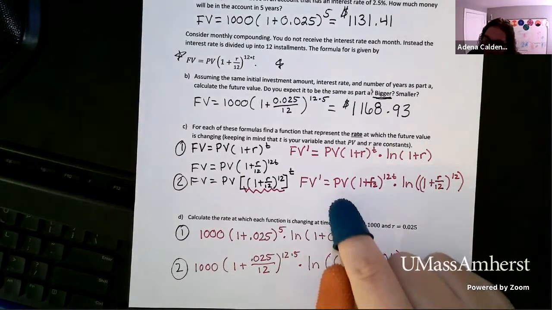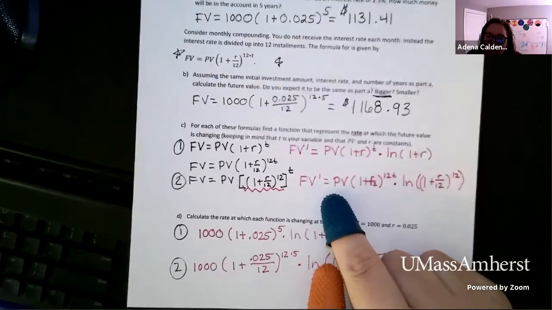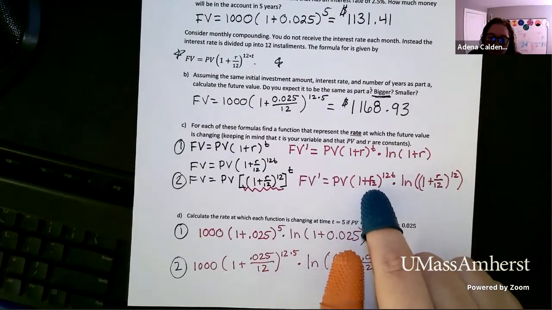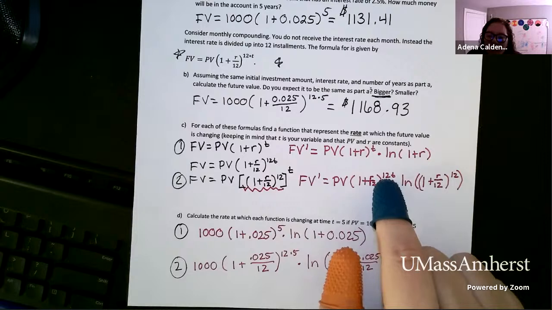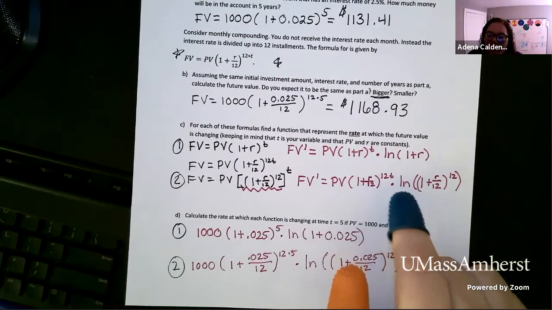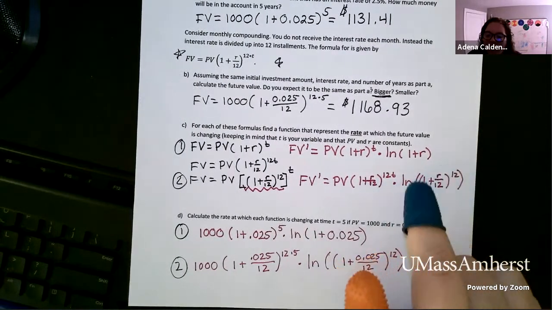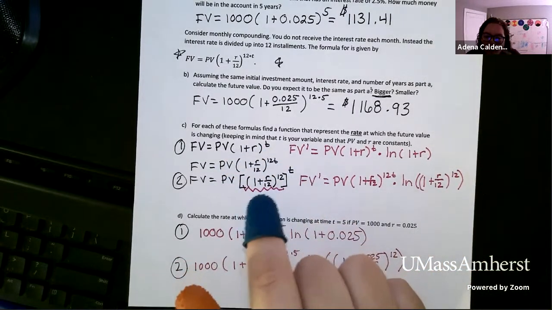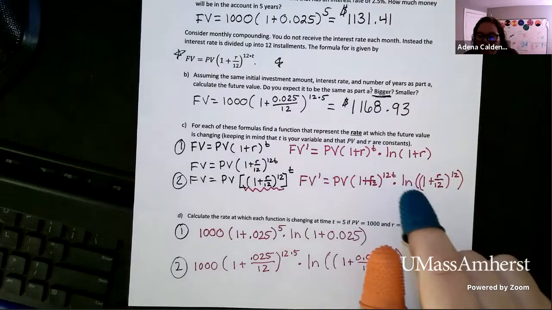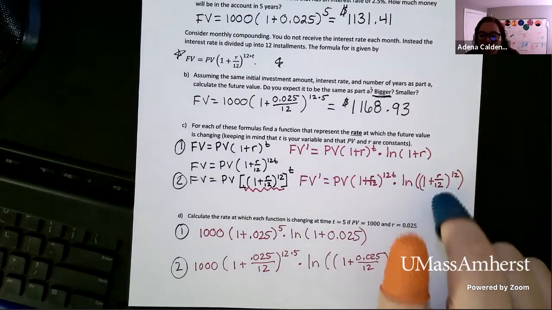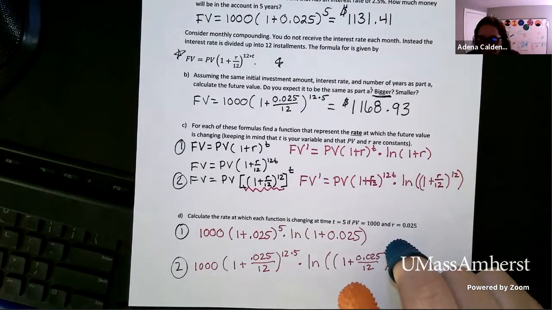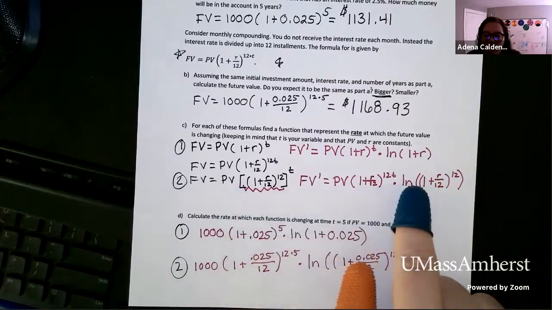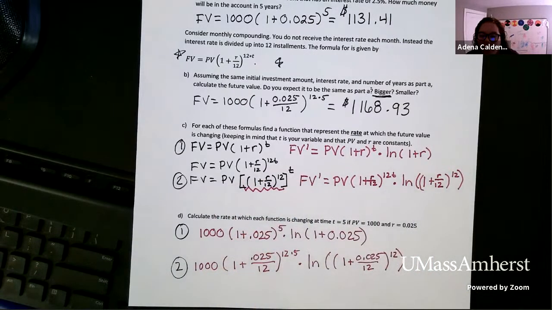So again, the PV is a constant multiple times the original function, so 1 plus r over 12, 12 to the t, times the natural log of the base. So here we had to separate these so we could figure out exactly what the base is in order to include it correctly in this natural log term. Okay, so this is a little bit tricky on the algebra, right? But we can figure it out.